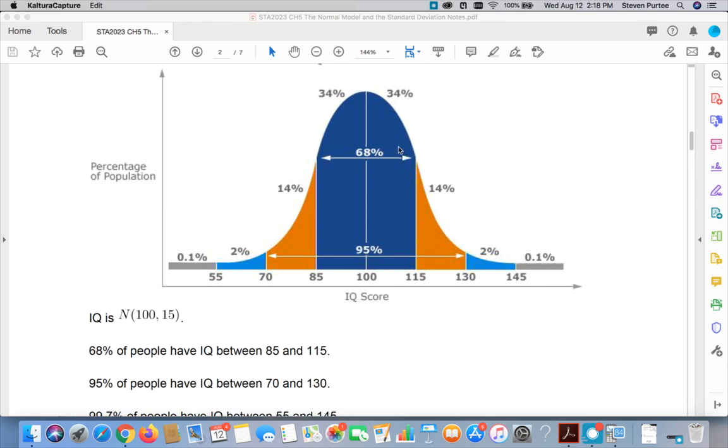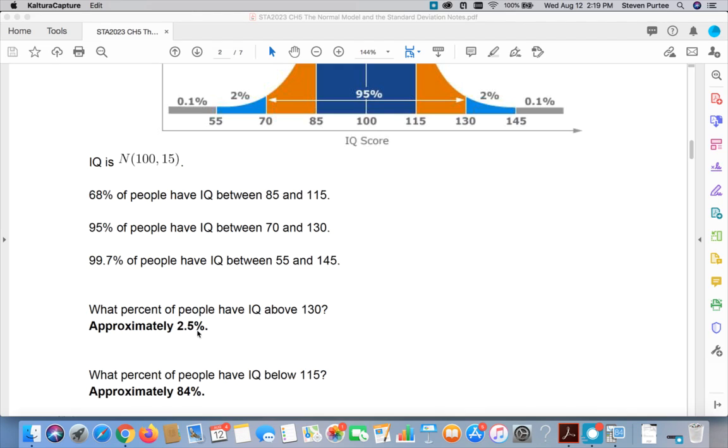We could play the same game. We had 95% from 70 up to 130. 95% of the whole population. That leaves 5% total we haven't accounted for yet. 100 minus 95, 5 left over. But that has to be split between these two little tails here. So this chunk right here should be about 2.5%, and this should be approximately 2.5%. So about 2.5% of the population is above 130.